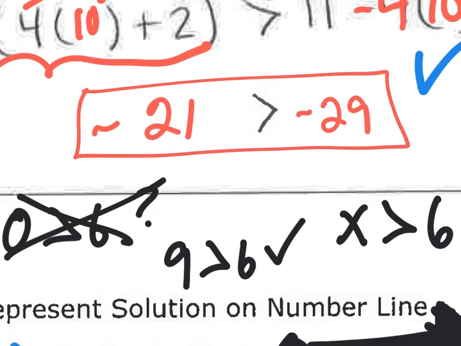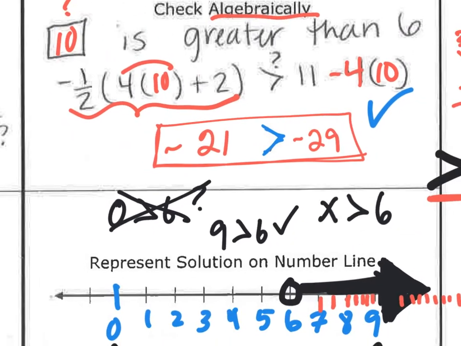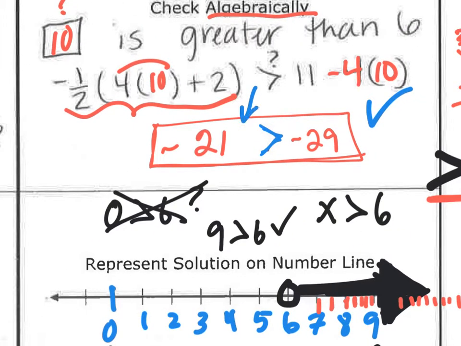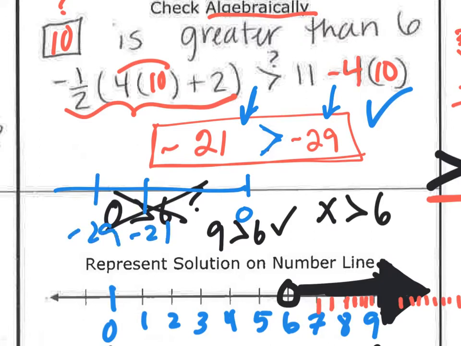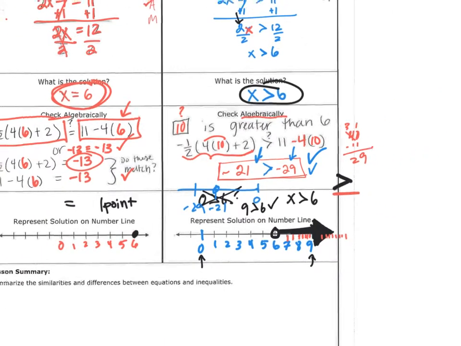So what we're asking ourselves is, is negative 21 greater than negative 29? Well, you'll remember when it comes to negative numbers that the closer it is to 0, the bigger it is. And this is further away from 0, right? So here's 0, here's negative 21, here's negative 29. So negative 21 is bigger than negative 29. So this is a true statement, and we've solved it correctly.